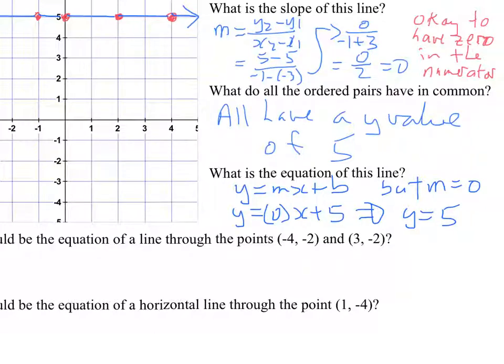They might say, what is the equation of the horizontal line that goes through the point 1, negative 9? No. What is the equation of the horizontal line that goes through the point 1, negative 9? Oh my goodness. 1 equals negative 9? No. A horizontal line that goes through the point 1, negative 9. Negative 9.